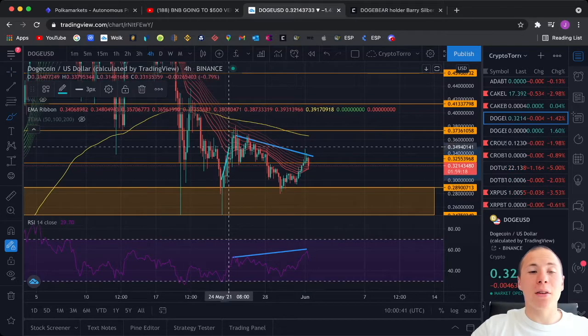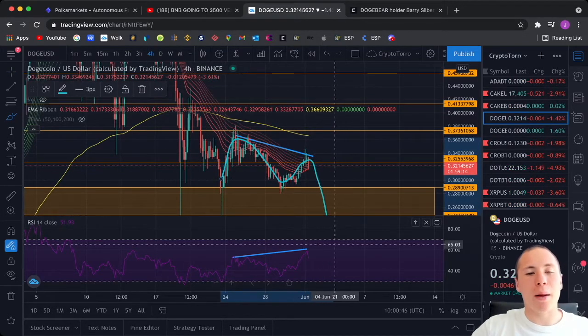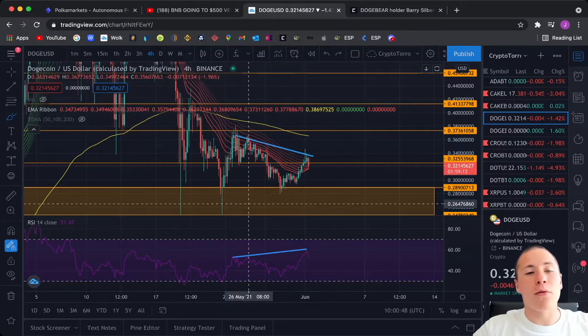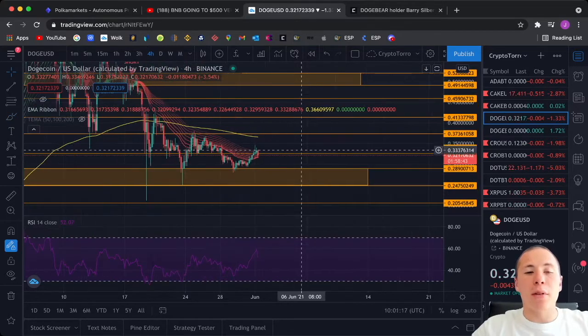That's personally why I still think that it is very likely that we will get rejected by the EMA ribbon once again and break down below. So for sure not something very fun to look at, but it might be possible that this could happen.